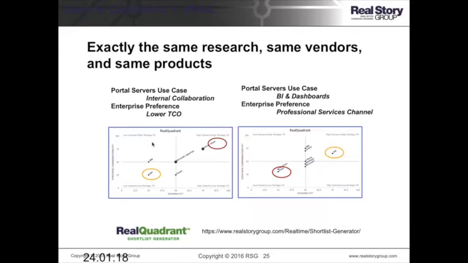So I encourage you to certainly try out our Real Quadrant generator, and you can try it out online on our website. And it's very interesting. What it will show you is that there are different ways of creating the right shortlist, based not on some generic analyst view of the world, but on what's really important to you.